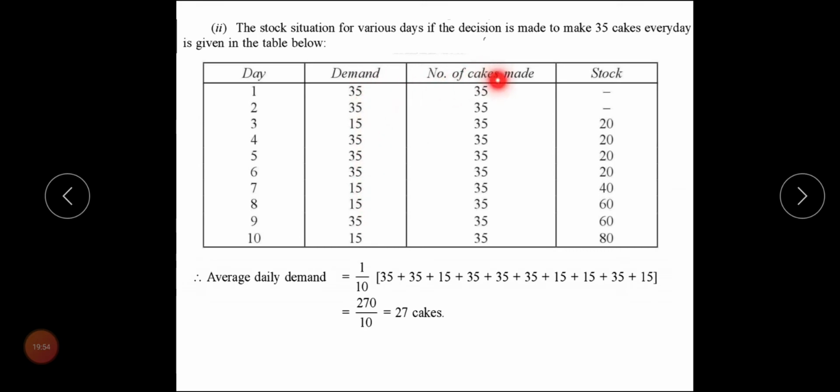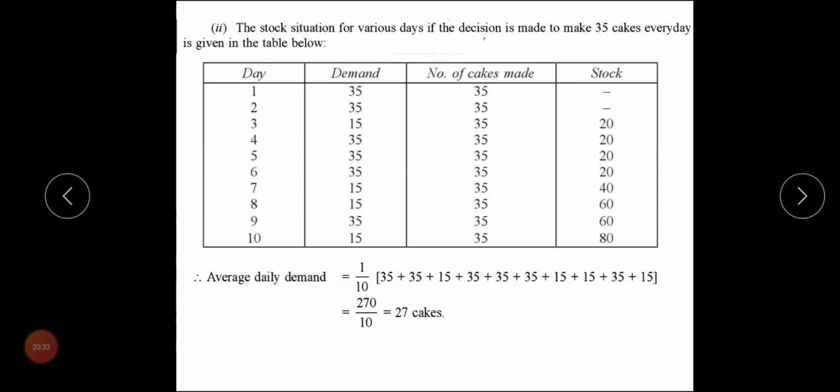Number of cakes made, it is 35, write down 35. See, it is not exceeding demand, but somewhere it is exceeding demand. On the third day, demand is 15 but the number of cakes is 35. So stock is 20. Here the stock remains as it is, as 35 is consumed. Again on the seventh day there is a 20 stock, so it is added. Then again 20 is added. On the ninth day no stock, but it remains the same. On the last day again 20 is added. So total 80 is the stock.